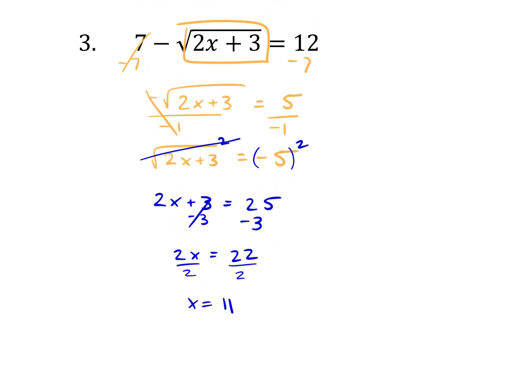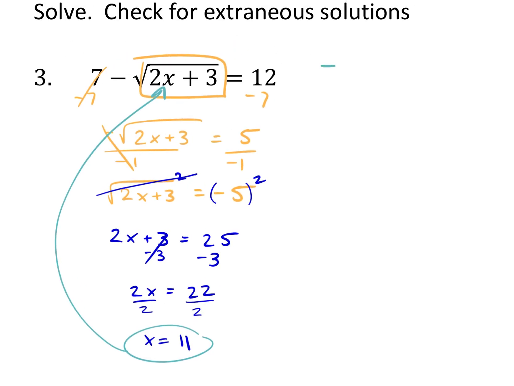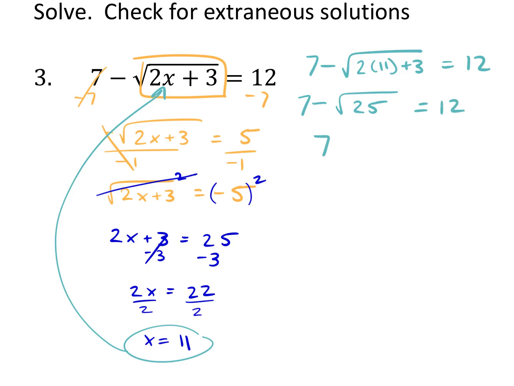What do we have to do with square root questions? We have to check our work. Let's plug it back into the original equation: 7 minus the square root of 2 times 11 plus 3 equals 12. What's 2 times 11? 22. 22 plus 3 is 25, and the square root of 25 is 5. So 7 minus 5 would be 2. Does 2 equal 12? No. So what do you think our answer is if the one answer we had does not work? No solution.